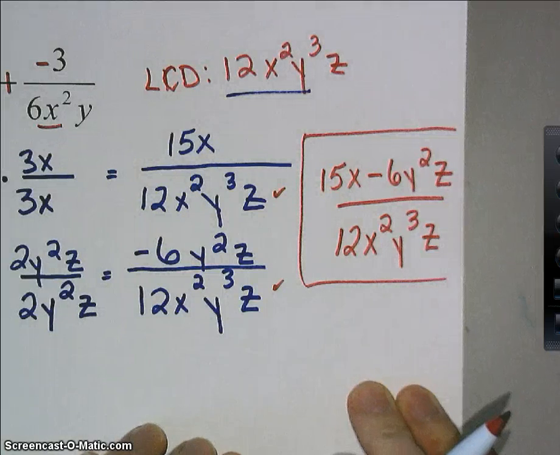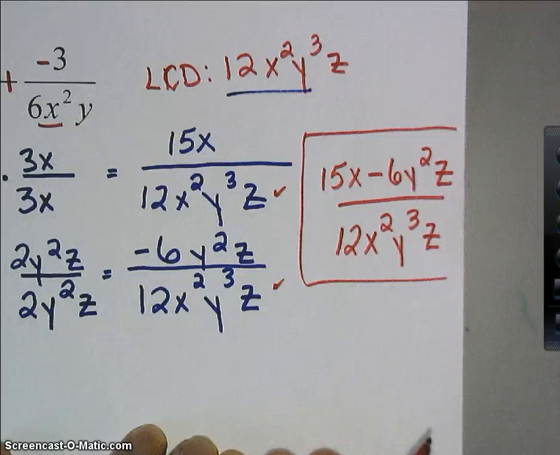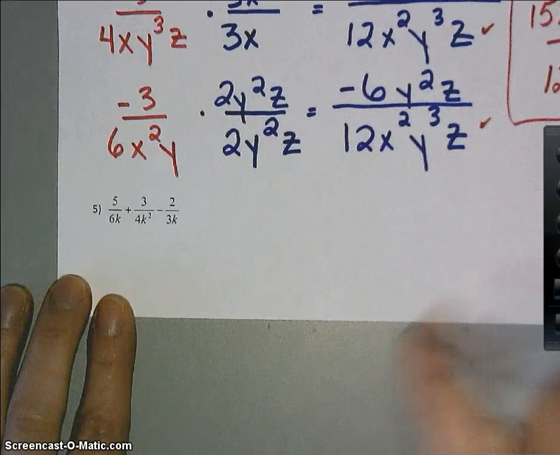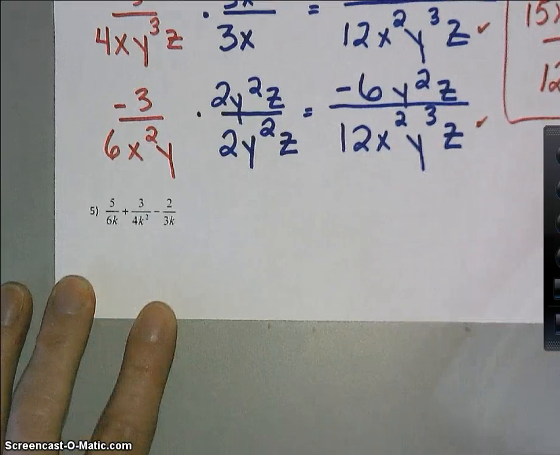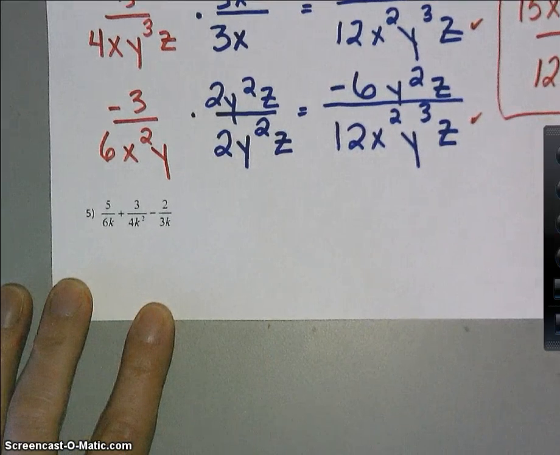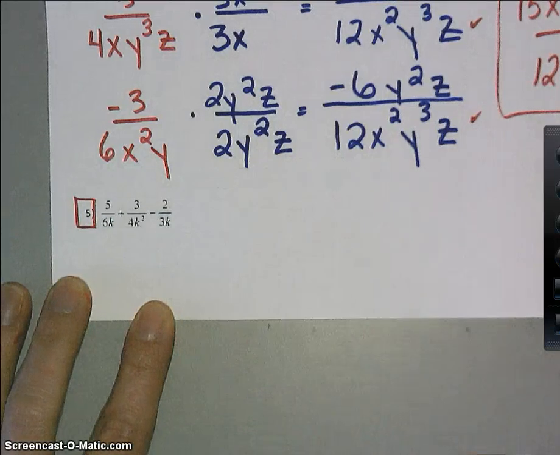Okay, what I would like you to do at this point is try number 5 on your own. You may not have enough room to do it on your paper, so if you don't, flip it over and do it on the back. But good luck, and be prepared to share your answers when you get to class.